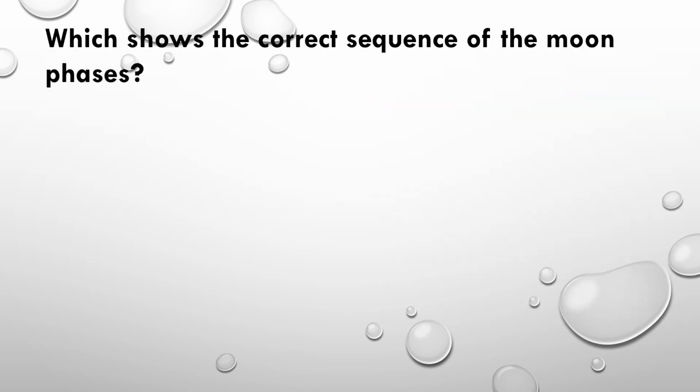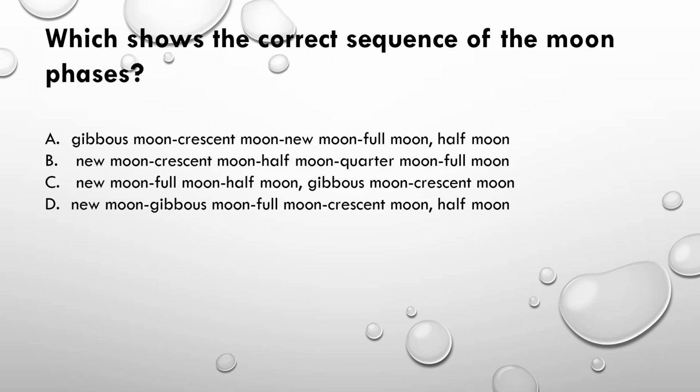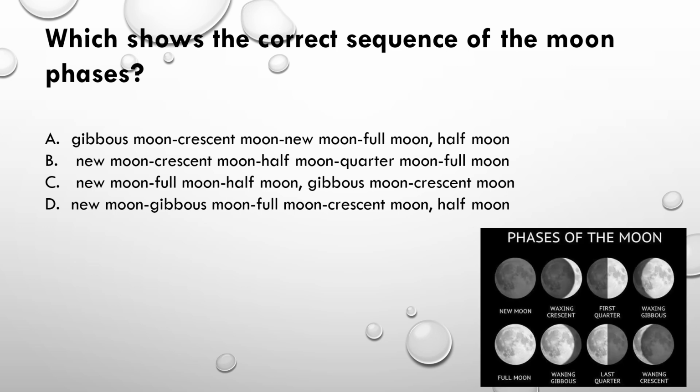Which shows the correct sequence of the moon phases? A. Gibbous moon, crescent moon, new moon, full moon, half moon. B. New moon, crescent moon, half moon, quarter moon, full moon. C. New moon, full moon, half moon, gibbous moon, crescent moon. D. New moon, gibbous moon, full moon, crescent moon, half moon. Okay, the answer is letter B.